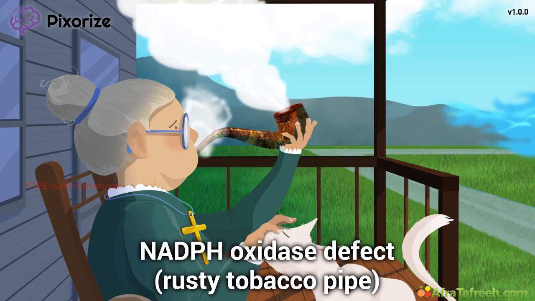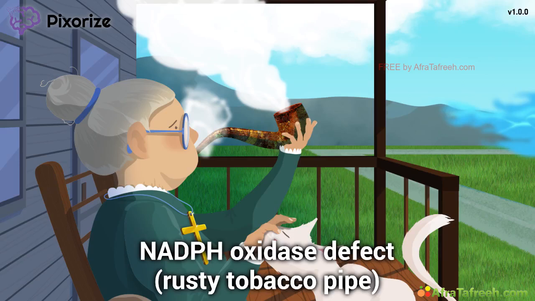Plus, this nicotine pipe is lit to help you remember that we're talking about NADPH, the high-energy or lit form of NADP. Finally, this rust represents oxidase, since rust is just a form of oxidation, right? So Grandma smoking this rusty pipe is our symbol for NADPH oxidase, which is defective in CGD. So we know NADPH oxidase is implicated, but what does this enzyme do anyway?